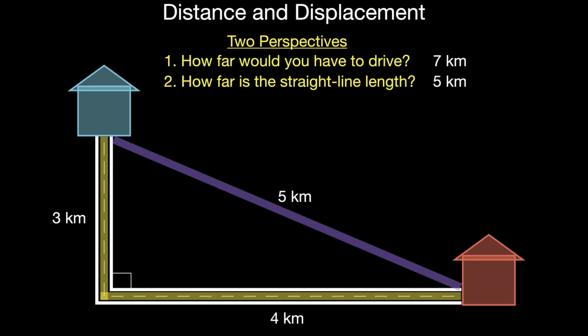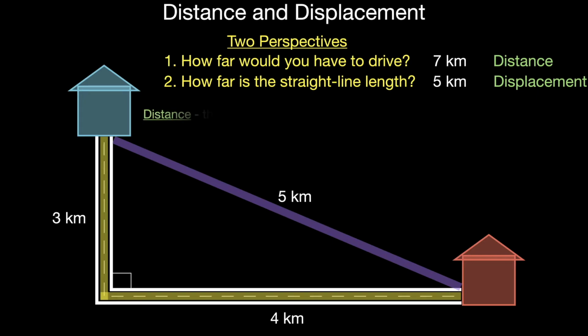So let's take a step back. We found that you would have covered 7 kilometers if you measure the amount of ground your car had to travel to get from your house to your friend's house. And we found that the straight line length between your house and your friend's house is 5 kilometers. So which is the right answer to the question of how far? Well, again, it depends on how you frame the question. If the question asked, what is the distance between your house and your friend's house? Well, then the correct answer would have been 7 kilometers. But if the question asked, what is the displacement between your house and your friend's house? Well, then the answer would have been 5 kilometers. And this is the conceptual difference between distance and displacement.